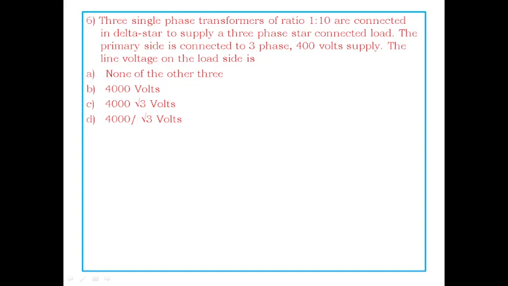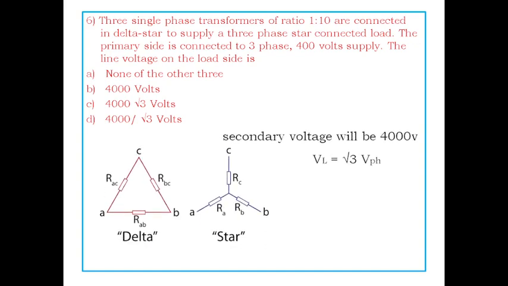On the primary side there is 400 volt, and they have given three single phase transformers with a ratio of 1:10. According to this, the secondary voltage is 10 times the primary voltage, that is, 400 volt is the primary, so the secondary voltage will be 4000 volt. And we have a relation for delta to star. In delta, if it is 400 volt, VL and V phase will be the same. Whereas on the secondary side it is connected in star, so in star the relation changes: VL equals root 3 V phase.